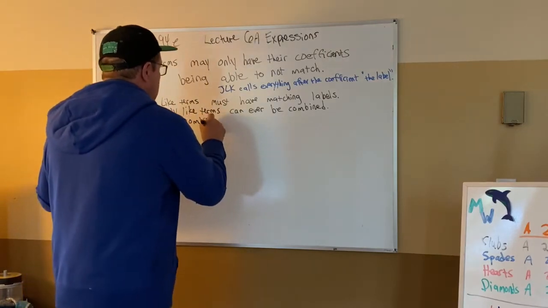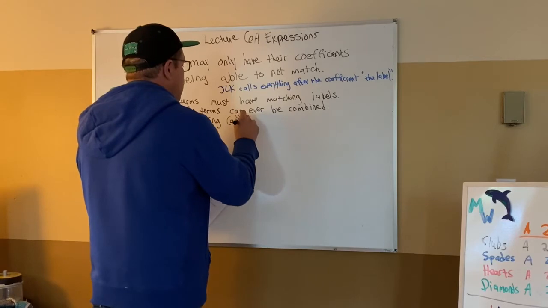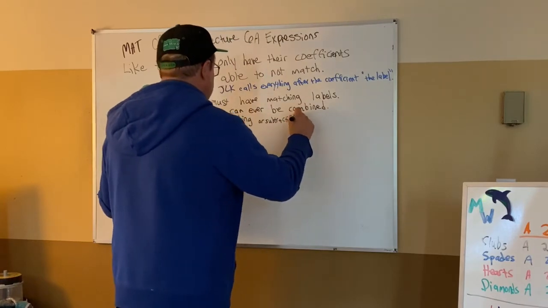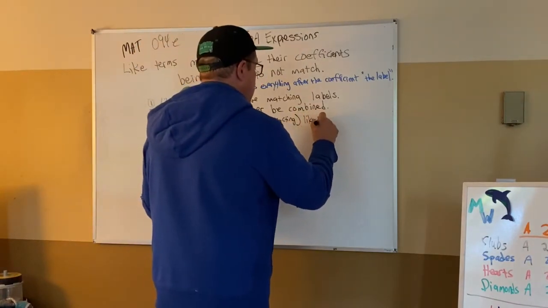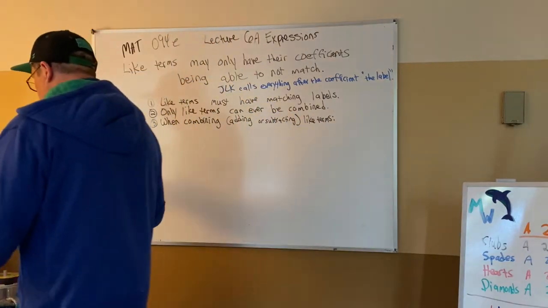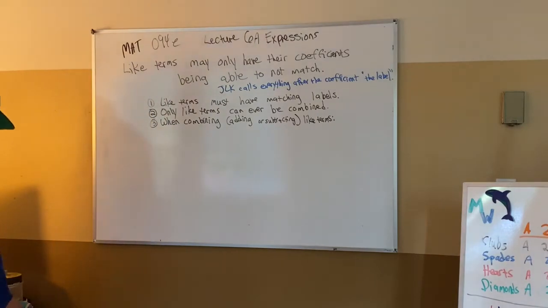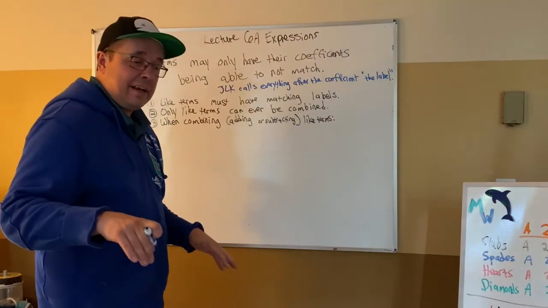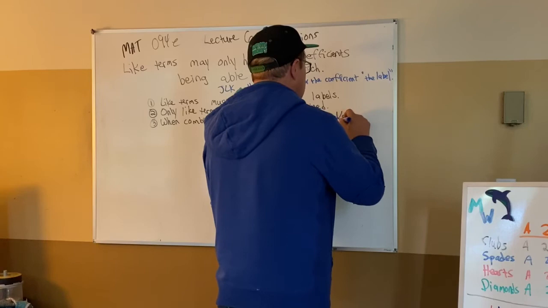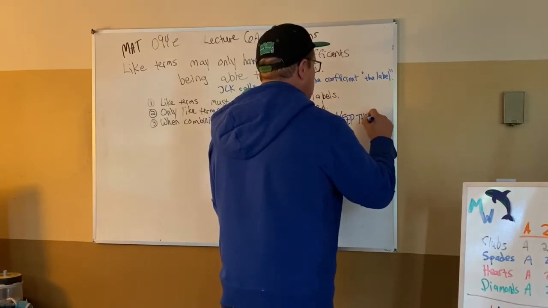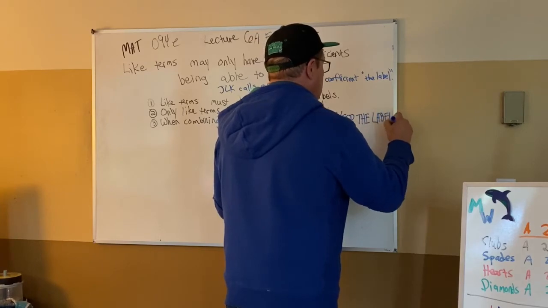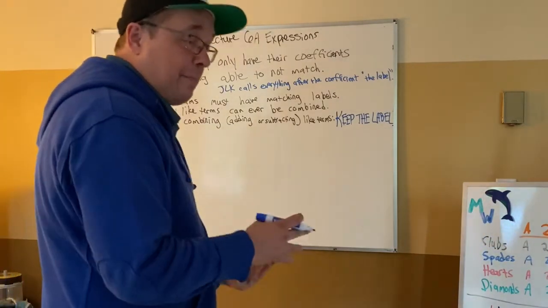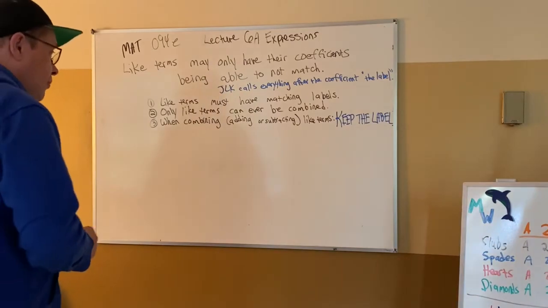When combining, which is adding, or if they're negative, you might think of it as subtracting, but maybe there are negative coefficients, like terms. Here's something, the 3 words, that's all it takes. All you have to know in order to properly combine like terms is keep the label. If you keep the label when you're combining like terms, and you don't leave any like terms out there not being combined, you do the whole job, you're going to get it right.